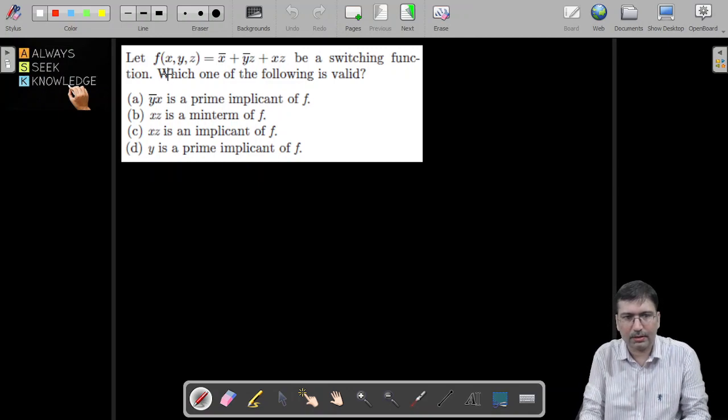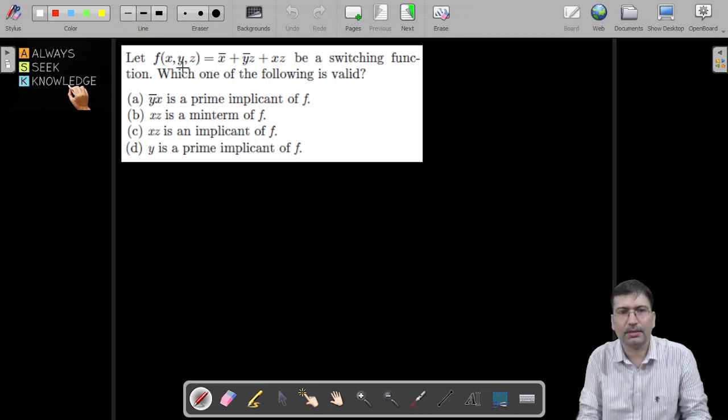Here in this question, a function is given which is defined over three Boolean variables x, y and z, and it is given as x bar or y bar z or xz, and they are saying it is a switching function. Which one of the following is valid? The first option, y bar x, is a prime implicant of f; xz is a minterm of f; xz is an implicant of f; y is a prime implicant of f.